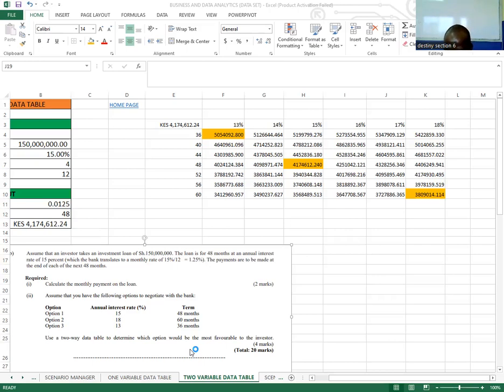Now we are done with the data table. We have done the one variable data table and two variable data table, and then we have used it in an example which we have in the Word, in the pilot paper for 2022.